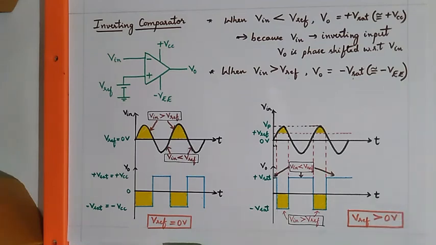The comparator compares the two signals, that is, it compares the input signal with the reference voltage. Based on whether the input voltage is greater than the reference voltage or less than the reference voltage, the output voltage reaches either the positive saturation voltage or the negative saturation voltage. So that's one of the applications of the op amp.